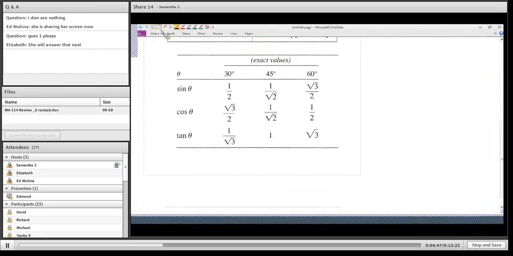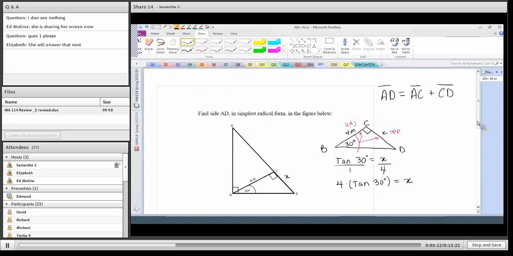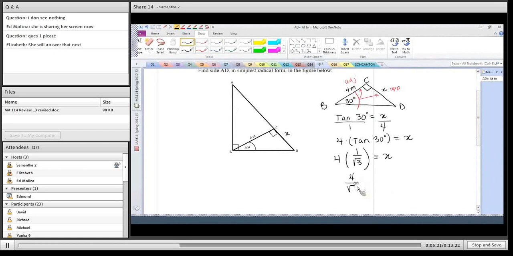Here is our table, and we want tan of 30 degrees. So we're looking here, and we want tan of 30. So tan of 30 degrees is 1 over the square root of 3. Another way of getting this is by using the special right triangle, but that's up to you. You don't have to use that. So memorize the table. It's 1 over the square root of 3. So let's go back. So tan of 30 degrees is 1 over the square root of 3. Therefore, x is equal to 4 over the square root of 3.